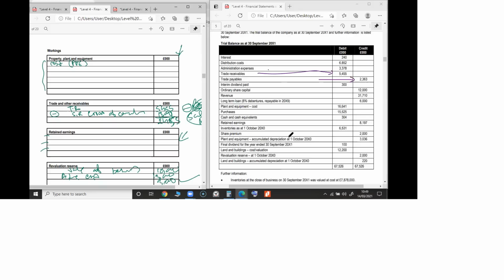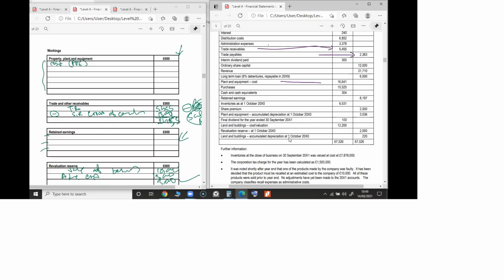So on the right hand side, plant at cost 16,641. That is my cost of the plant. Then land and building, we have a cost of 12,200, not 20, 12,200. Give me the added up figure. 28841. Thank you, people. Fantastic. Okay, I'm not working them out. 28841. Okay, that is my cost.